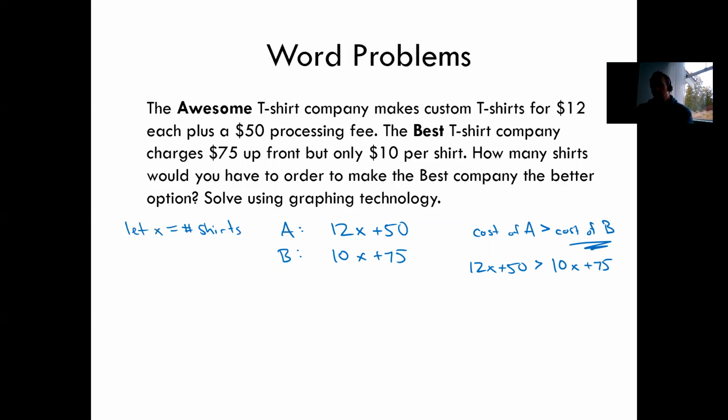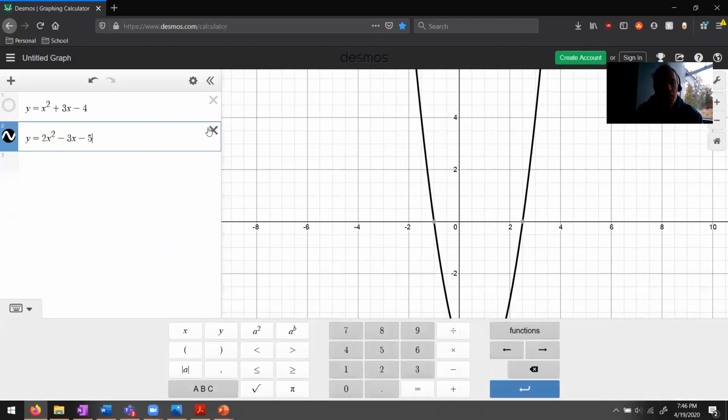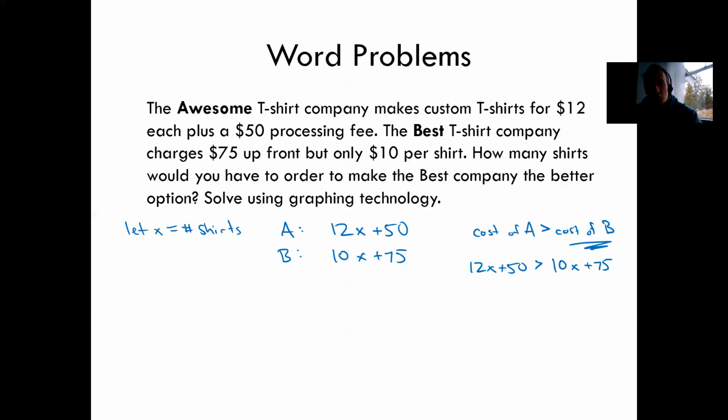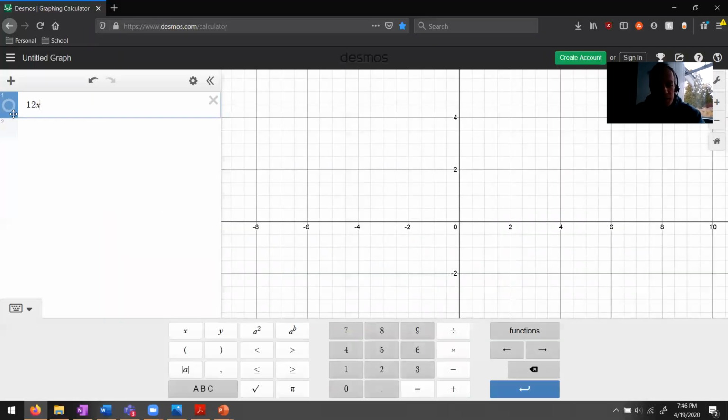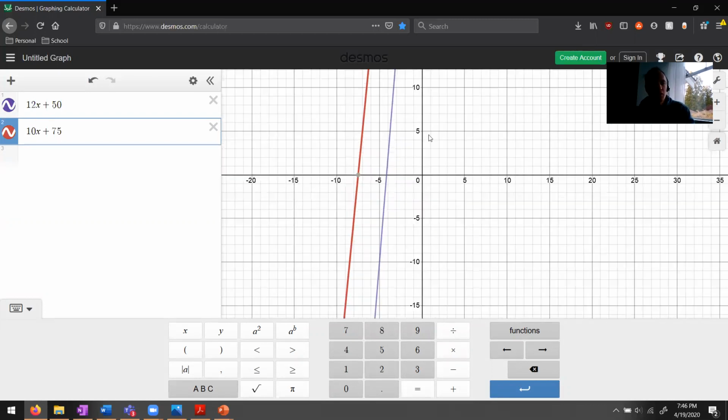If we want to actually answer this question, we can either draw it by hand or we can use graphing technology. I'm going to use graphing technology because that's what the problem says to do. I'm going to jump over here to Desmos. Let's get rid of that. Let's make sure I have this correct. So 12x plus 50, I'm going to show it, and the other one is 10x plus 75. Now, I could have solved this mathematically, but I can also use a graph here.